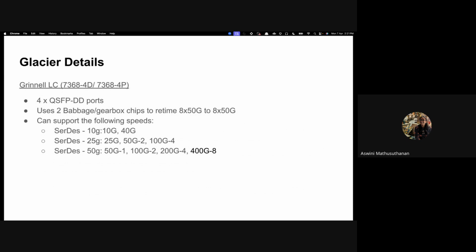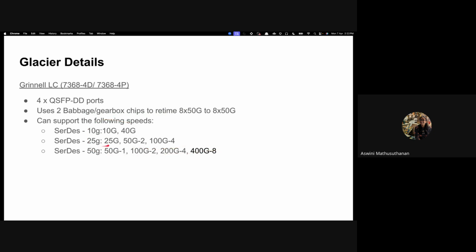So okay, we were here. Grinnell line card. This one has four ports and QSFP-DD, which is 400 gigs. It also has the retimers, that is gearbox and chip. Again, the SerDes speeds are mentioned here.